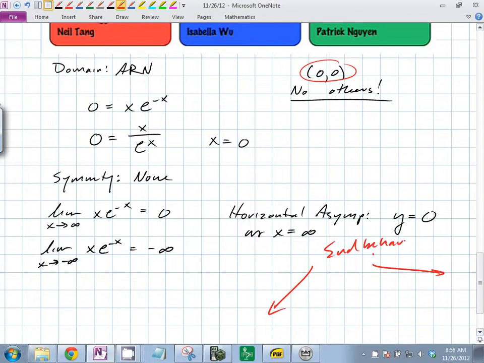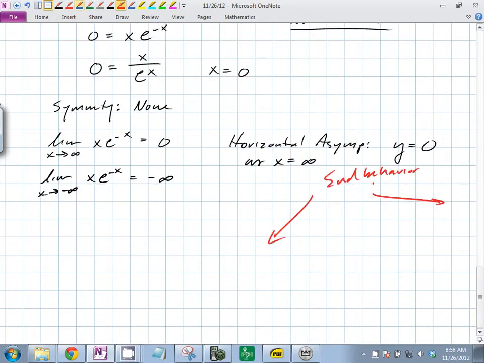Okay, what do you want to try to find next? Intervals of increase and decrease. Good. So if we want to examine intervals of increase and decrease, we're going to need to look at the what? So we know f of x is equal to x e to the negative x. So what is f prime of x equal to? What do we have to use?